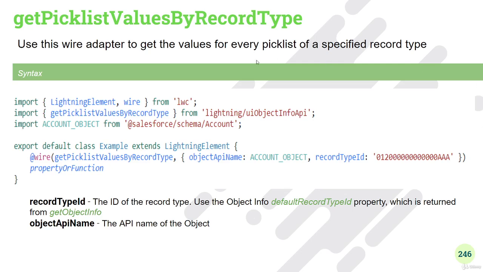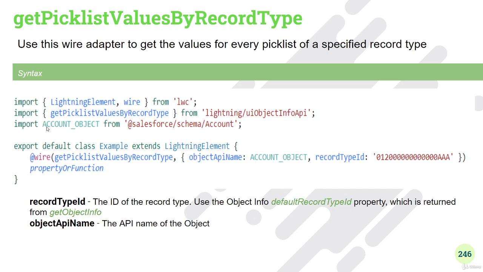Here we first import wire, then import the adapter getPicklistValuesByRecordType from the lightning/uiObjectInfoApi. Earlier we used to import the field for which we wanted to get the picklist values. Here in this wire adapter we have to import the reference of the object for which you want to import all the picklists.